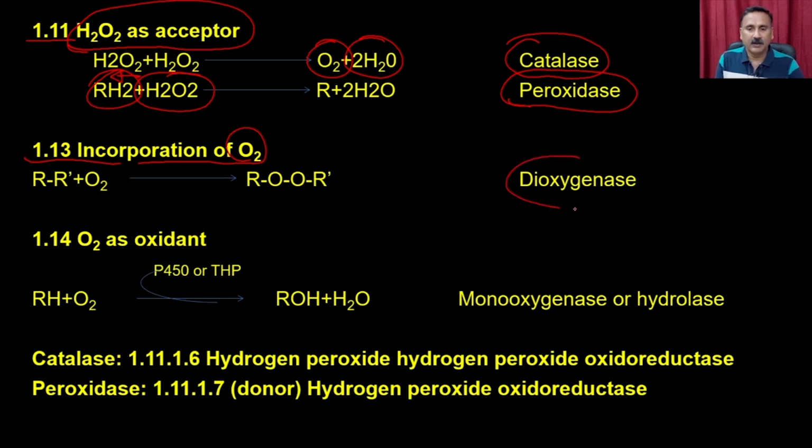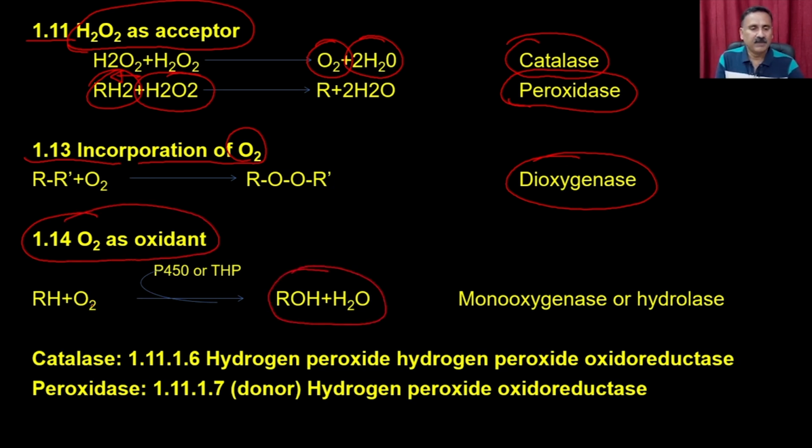So that is called the deoxygenases. And then we have the 1.14, where the oxygen can be used as an oxidant, and in that case these are going to oxidize the molecule, and it is going to be a part of the monooxygenases system. These monooxygenase systems are present within the liver for catalyzing the detoxification reactions.